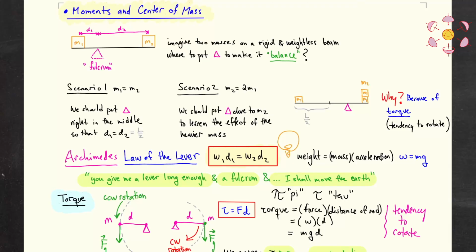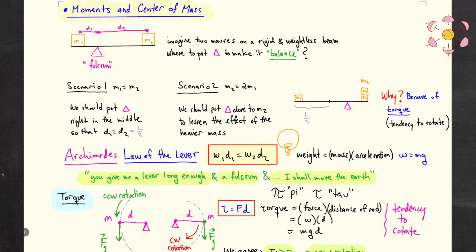The story begins with a seesaw, and you imagine two masses on basically a weightless beam. And the idea is you see this little triangle down here, which we call the fulcrum, that's like, okay, where do I put that in order to balance the masses? And I always like to think of some simple scenarios here. Like if the two masses are exactly the same, then we basically should put that right down the middle.